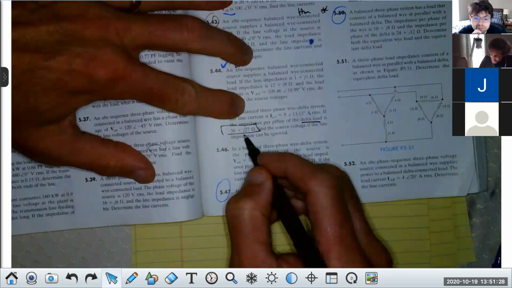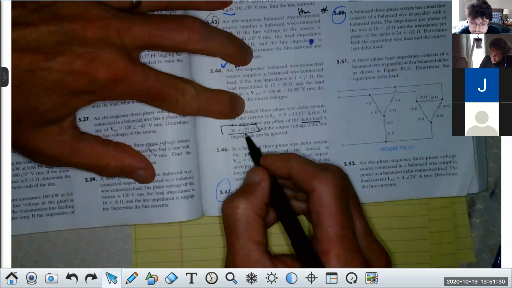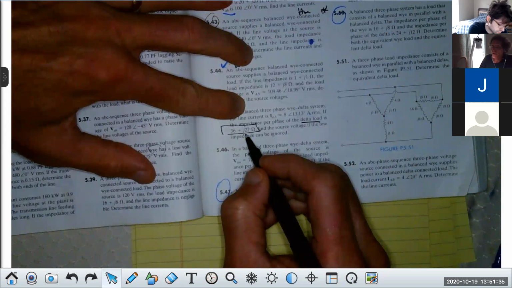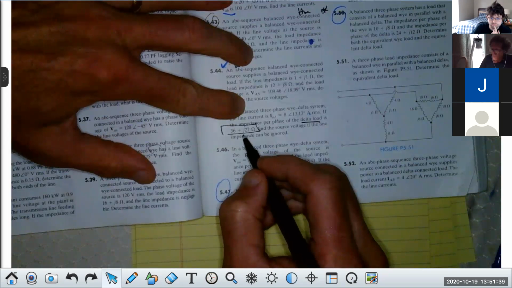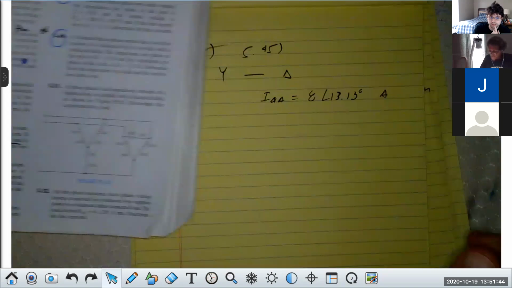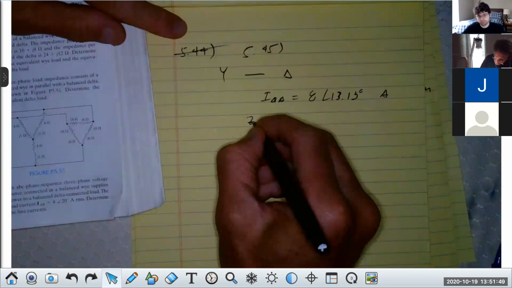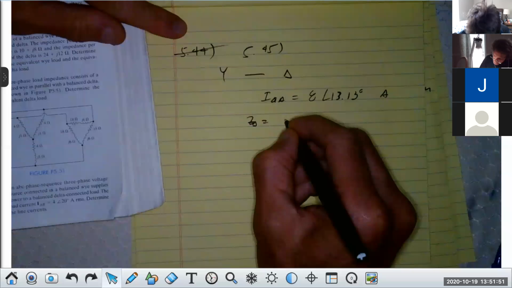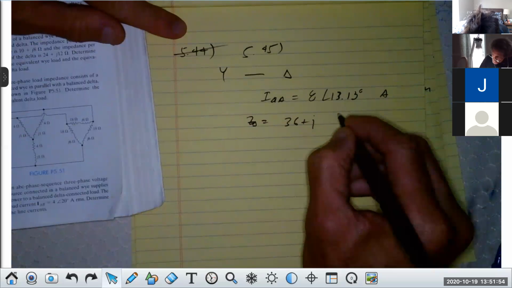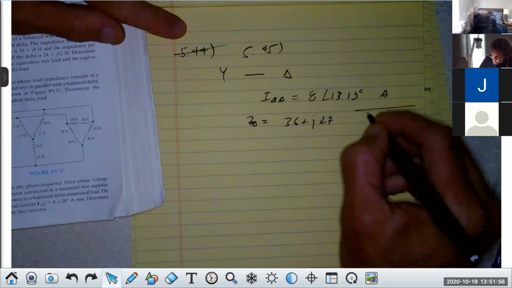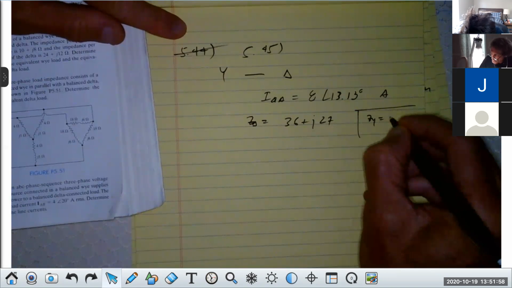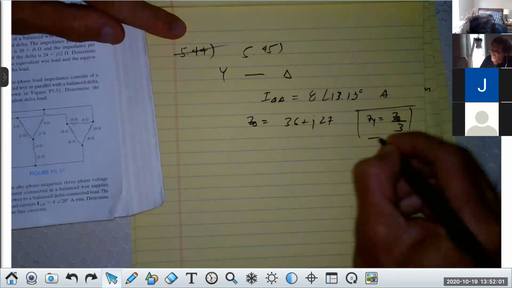We don't want to do that. We want to take this immediately and take it into a Y-Y configuration. Are you with me, class? So what do we do with that load if we want it Y? We have Z delta equal to 36 plus j27, right? Remember the relationship: ZY equals Z delta over 3. Didn't we just prove that, class?